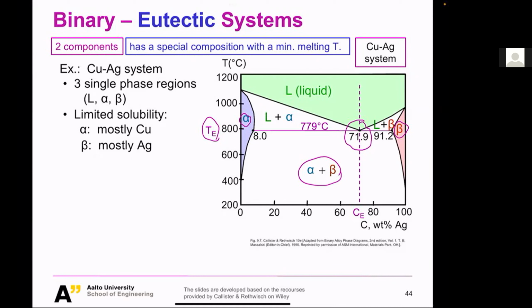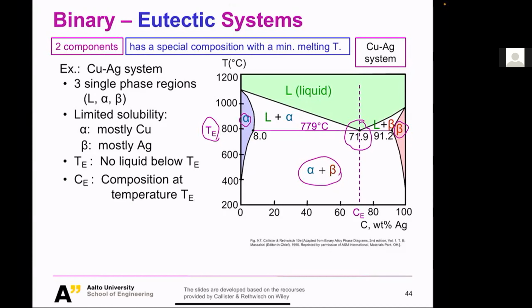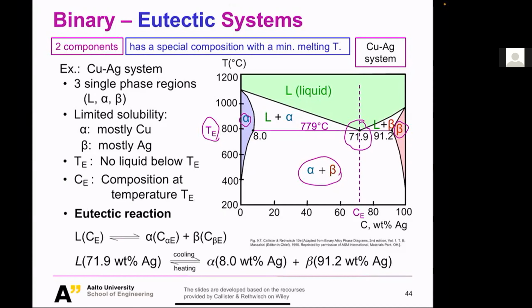Yeah, and the same applies to copper to silver. So that is the beta case. All right. Okay, I think the specific point we need to emphasize here is about this eutectic reaction. Yeah, because this point has some unique feature.